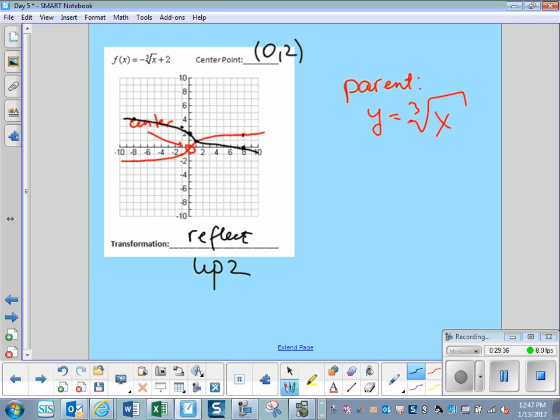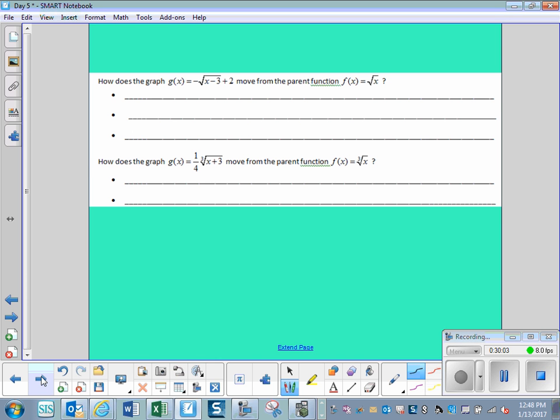Questions? Something wrong? Is it minus or negative? Questions? Okay. So now without the graph, negative square root of x minus 3 plus 2 moves from the parent function square root of x.